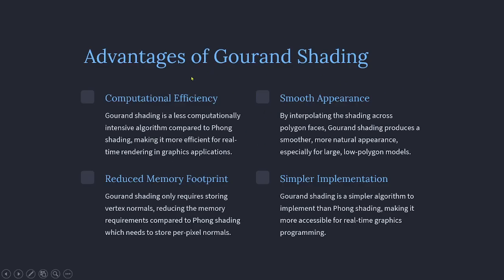The advantage of Gouraud shading is computational efficiency. As we saw in the previous slide, Gouraud shading is a less computationally intensive algorithm compared to Phong shading. Also, Gouraud shading gives a smooth appearance. The only disadvantage is that it cannot handle abrupt changes in intensities. Another is reduced memory footprint, which also counts in computational cost: Gouraud shading only requires storing vertex normals. It reduces the memory requirements compared to Phong shading. Gouraud shading is also quite simpler as compared to Phong shading.